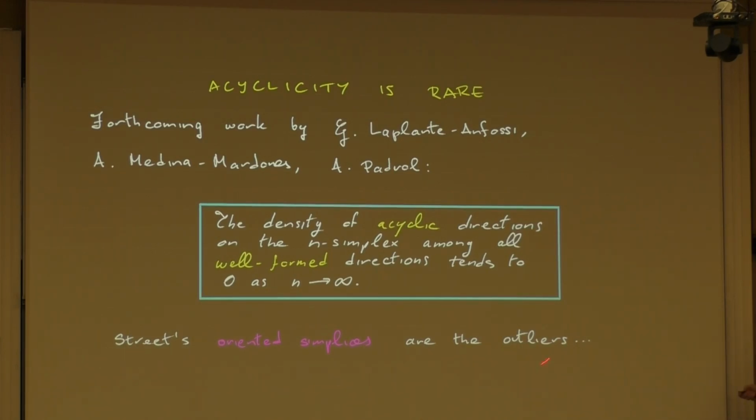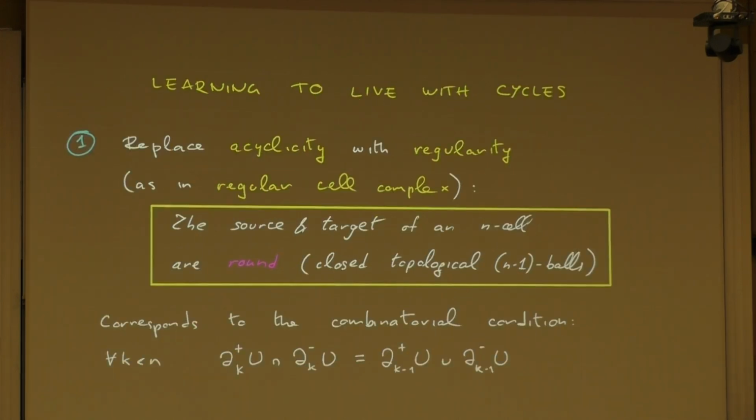So street-oriented simplices are acyclic in a very strong sense, but they are the outliers. Most oriented simplices are not going to be acyclic. So, yeah, acyclicity is rare.